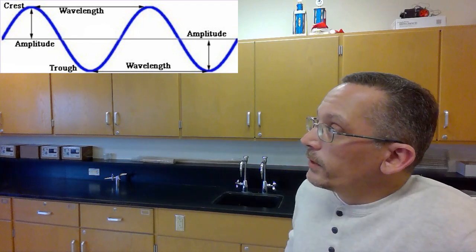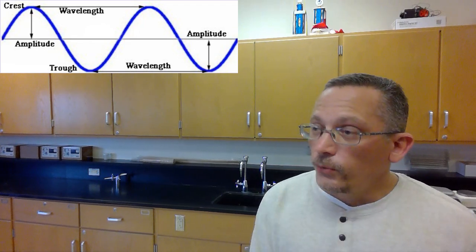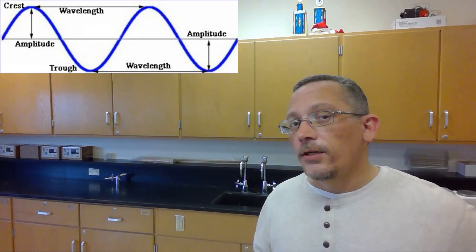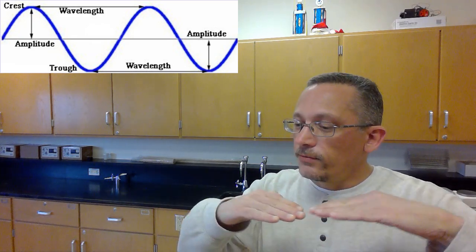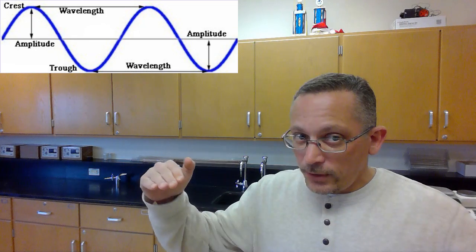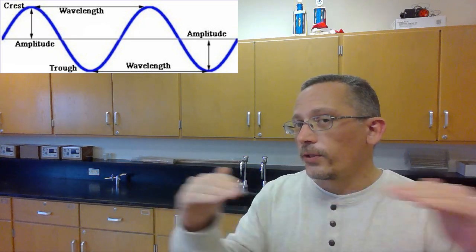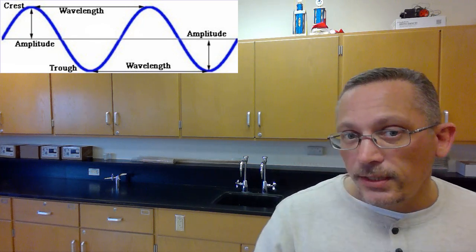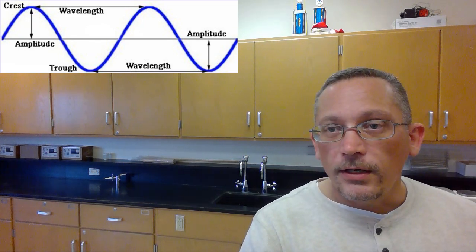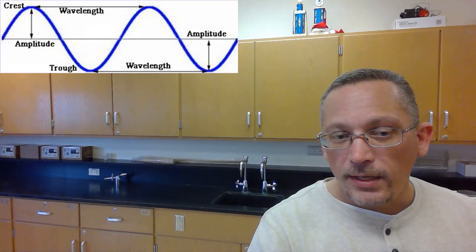You can also see labeled on there the amplitude. The amplitude of the wave is not necessarily the distance between the trough and the crest. It's the distance between the equilibrium point and the crest, or the equilibrium point and the trough. So those are some important words for us to know, parts of a transverse wave.